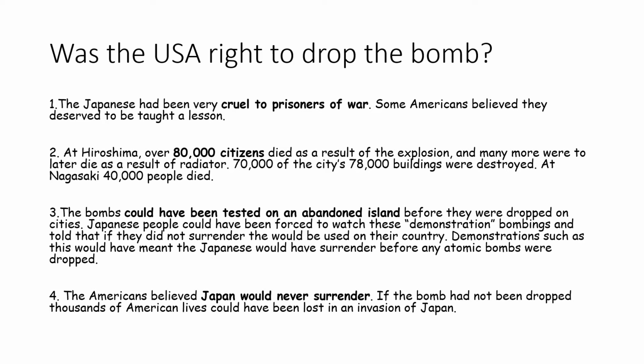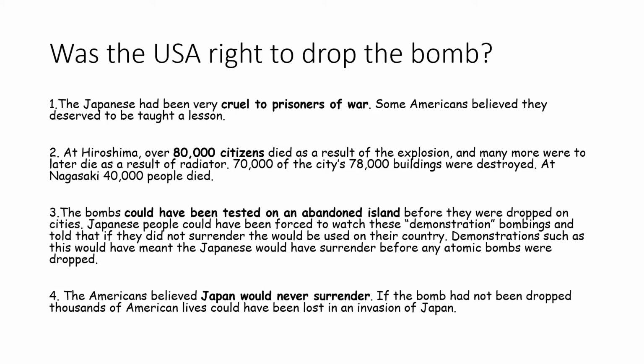Number three, the bombs could have been tested on an abandoned island before they were dropped on cities. Japanese people could have been forced to watch these bombings, and told if they did not surrender, these would be used on their country. Demonstrations such as this would have meant the Japanese would have surrendered before any atomic bombs were dropped. Okay, so maybe they could have let the Japanese know the power that they did have before they dropped it. Is that for?